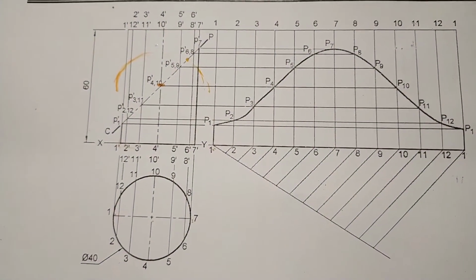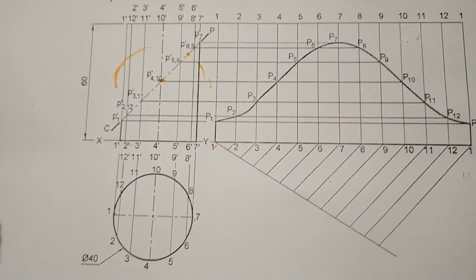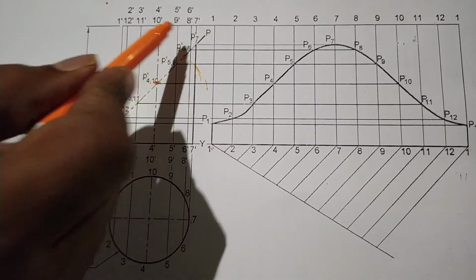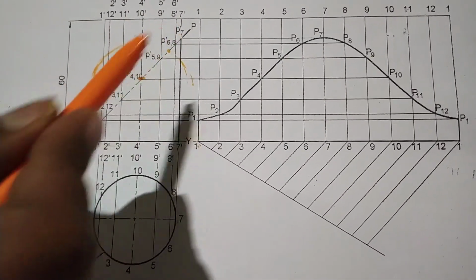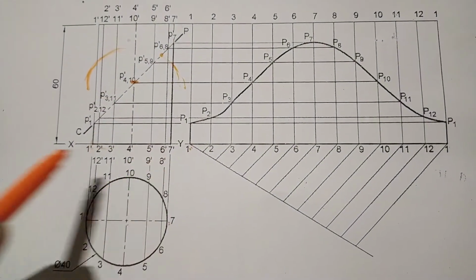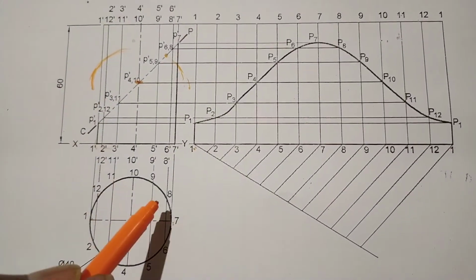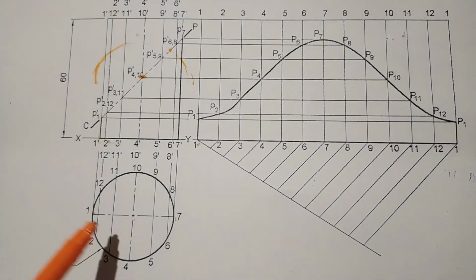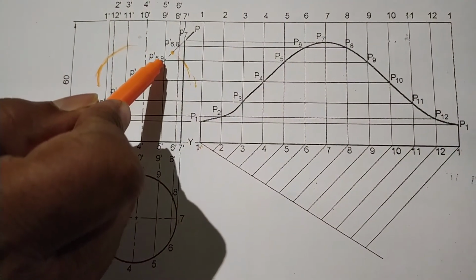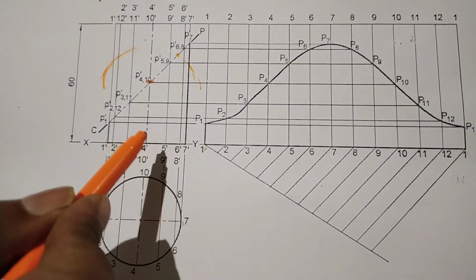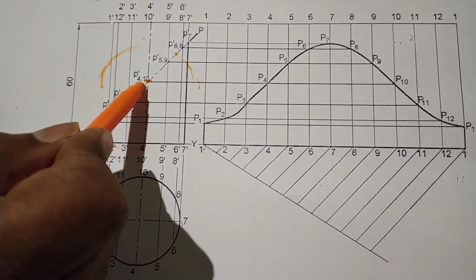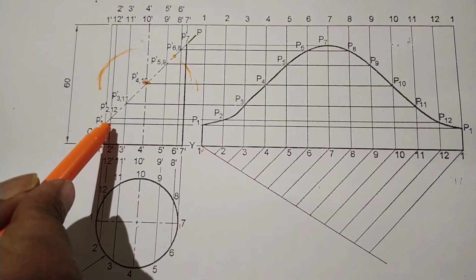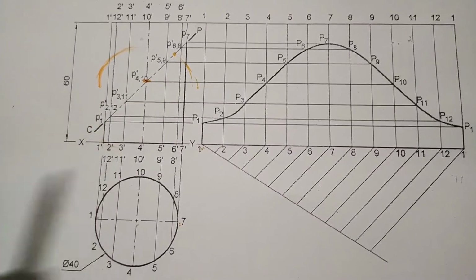Now I will name the points of the cutting action on the generators. This is the vertical generator 7, 7, so I have named it P7. Front generator is 6 to 6 and back generator is 8 to 8, so I have named them P6 and P8. Here I have named P5 and P9, because they lie on 5, 5 and 9, 9. Similarly P4 and P10, P3 and P11, P2 and P12, and this is P1.